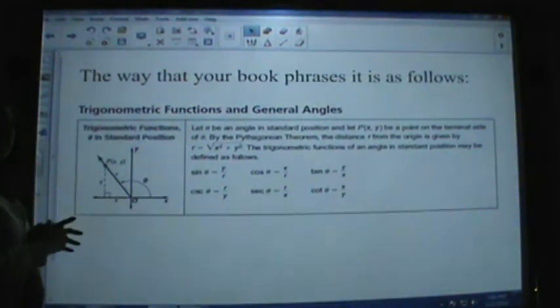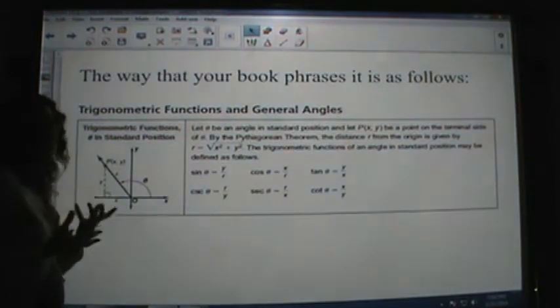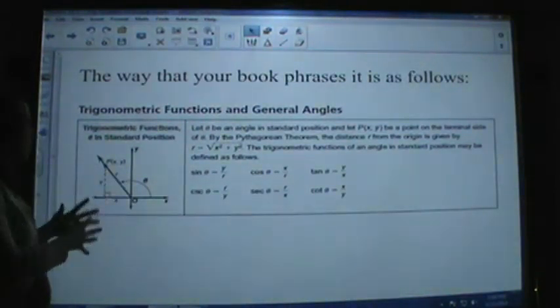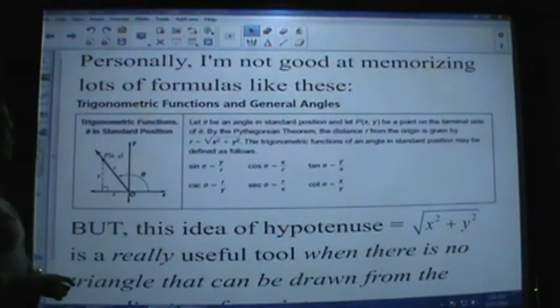Your book phrases it like this. I'm not a fan, this isn't how I think. I don't memorize formulas successfully. I have to kind of just try and understand this stuff and reproduce it myself. But if you're interested, this is how your book talks about it. Again, not my favorite thing.